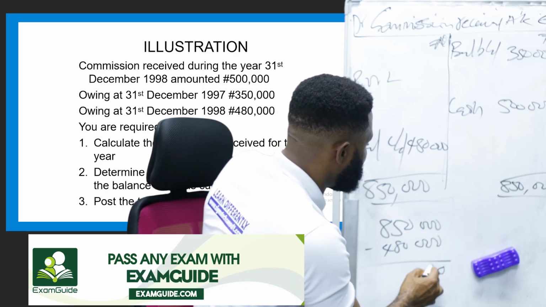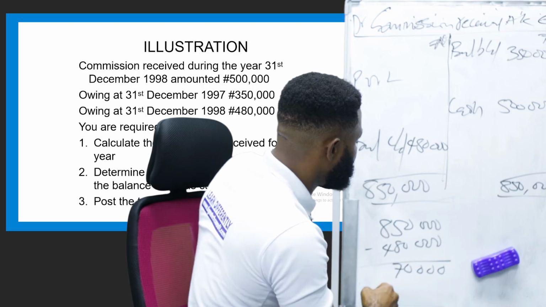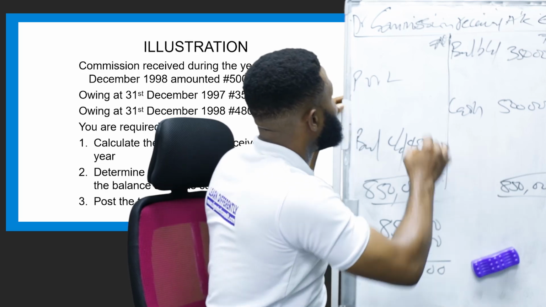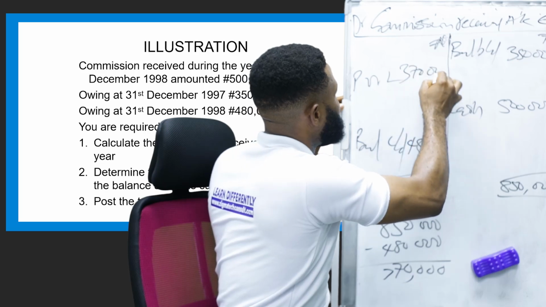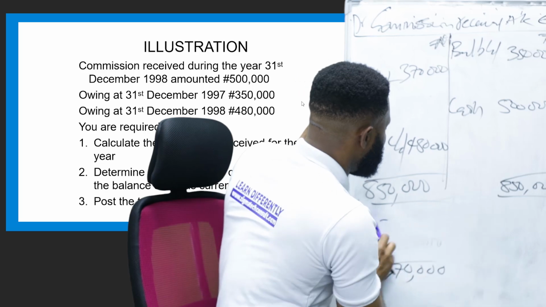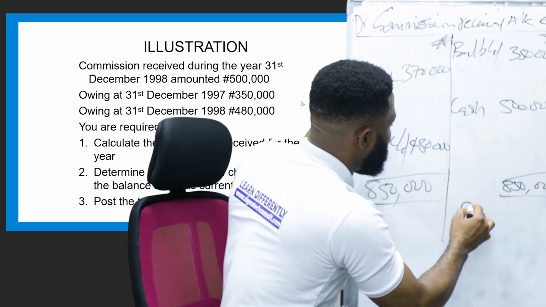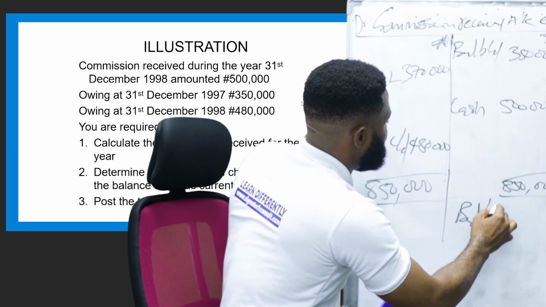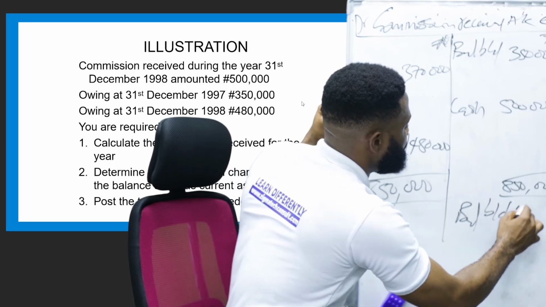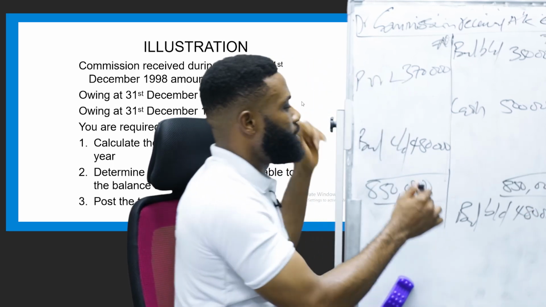You are going to have 370,000. So this is 370,000, and then your balance brought down is simply 480,000. I think this is the right thing.